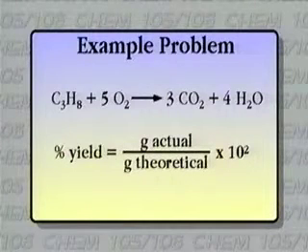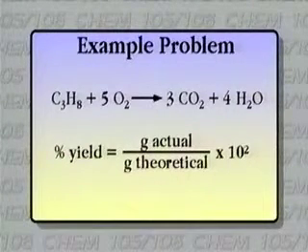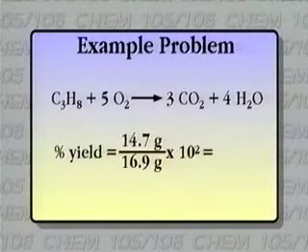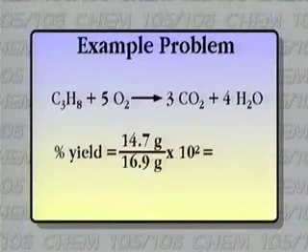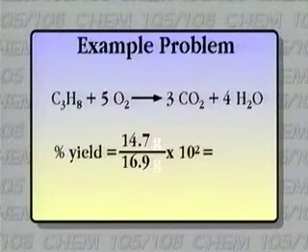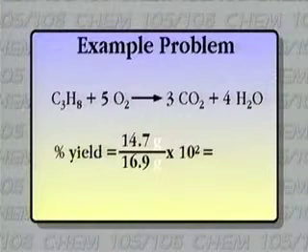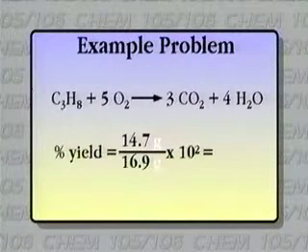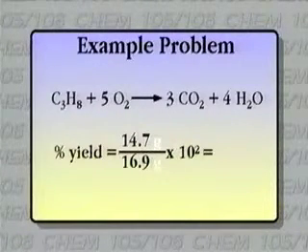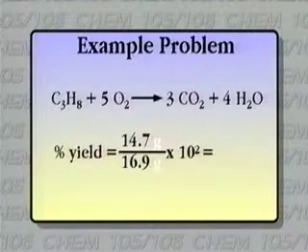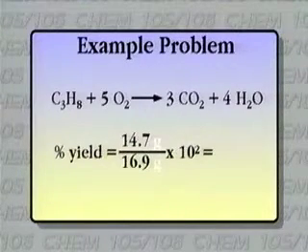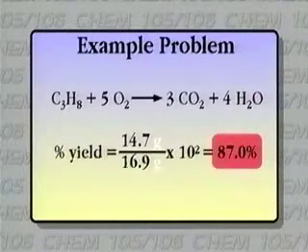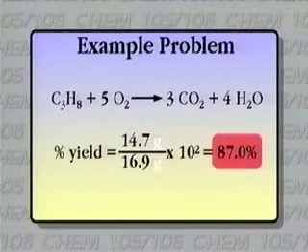So in this particular problem then, we have 14.7 grams were actually produced. 16.9 grams theoretically could have been produced. Notice grams will cancel. Percent should be a unitless number. And so now if we take then 14.7 and divide by 16.9, we see that our reaction was 87.0% was the yield of the chemical reaction.